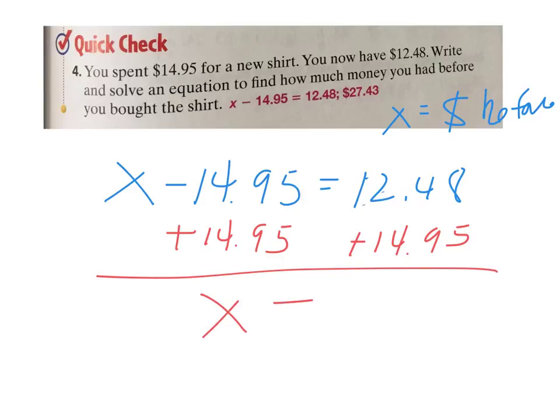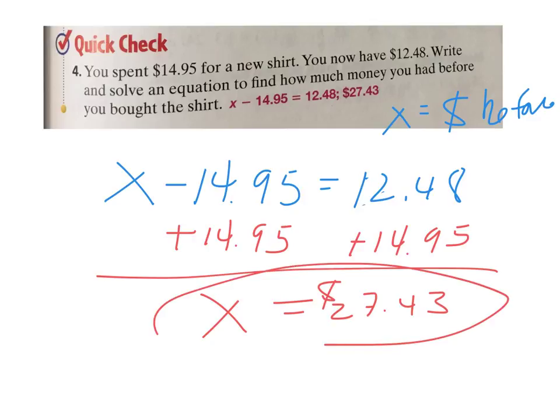And X is, we'll find, $27.43. That's what you had before. Kind of a strange amount to have in your pocket, but there you go.